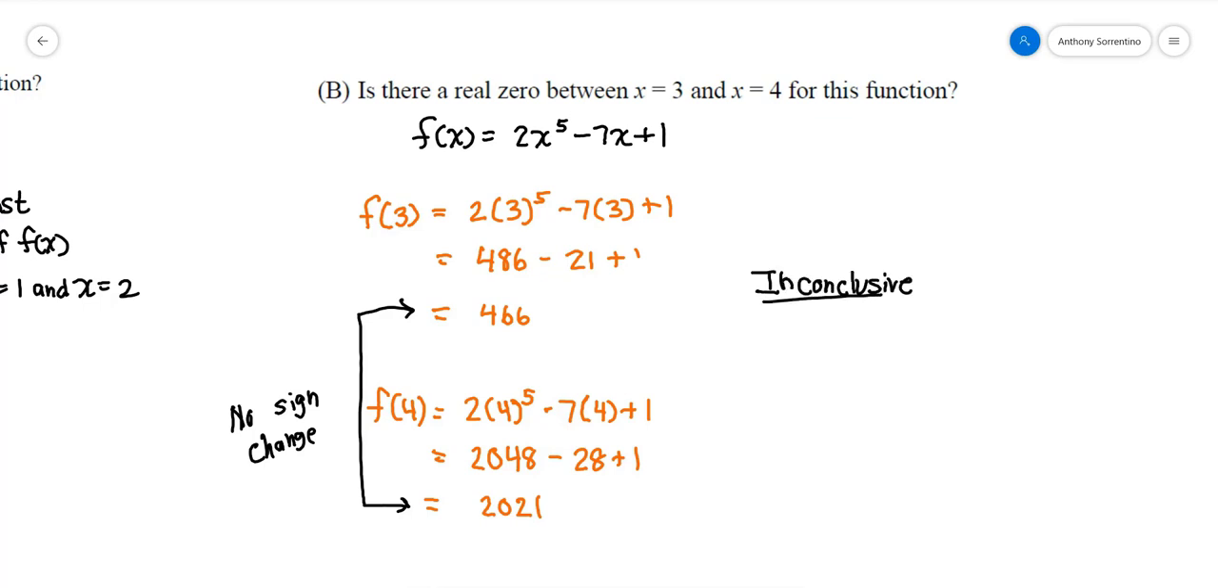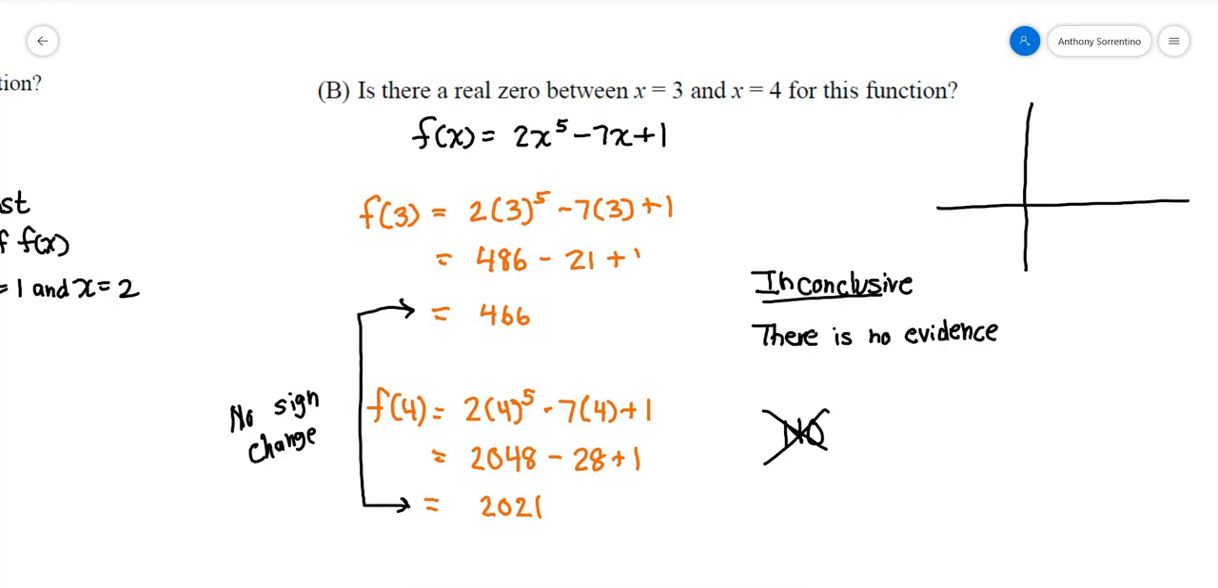I could say there's no evidence, but I cannot say no. I don't have evidence that there is one, but that doesn't mean there may not be one. And the reason why it's important to note that is because maybe I picked two numbers that are too far apart. Maybe what happens with the graph between 3 and 4, although having a big number for f of 3 and an even bigger number for f of 4, it's less likely.